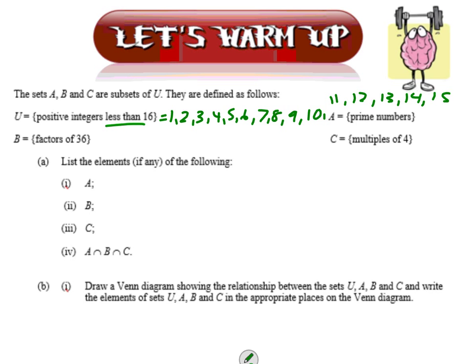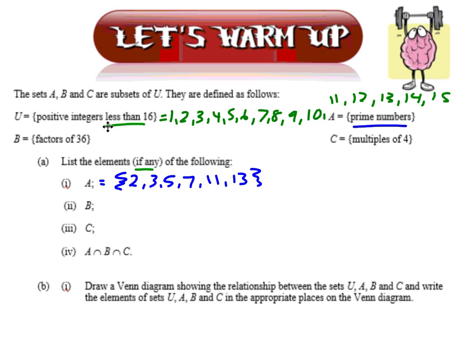List the elements, if any, of the following. A is prime numbers, so numbers that have exactly two factors, one and itself. We don't include the number 1 because it has only one factor. So the first number in this set will be 2, then the other prime numbers are 3, 5, 7, 11, 13. We stop at 13 because our set only goes up to numbers less than 16. So that's 2, 3, 5, 7, 11, 13.